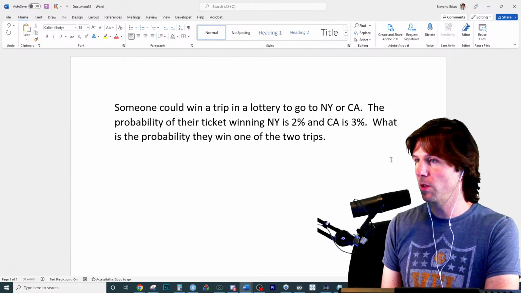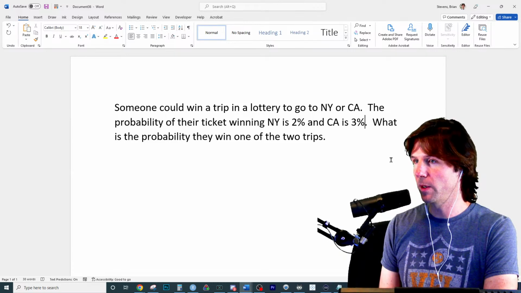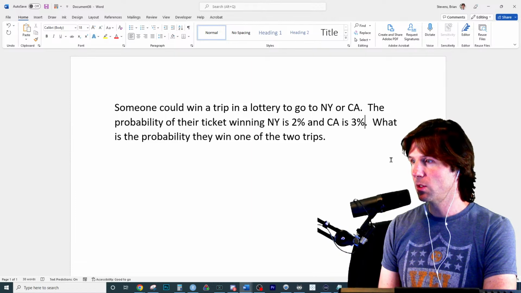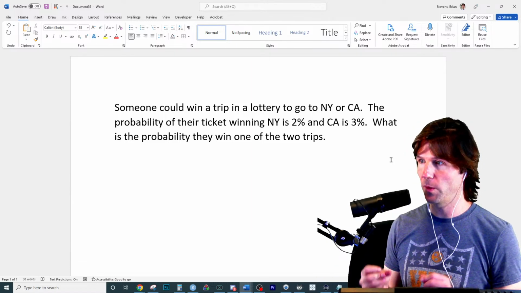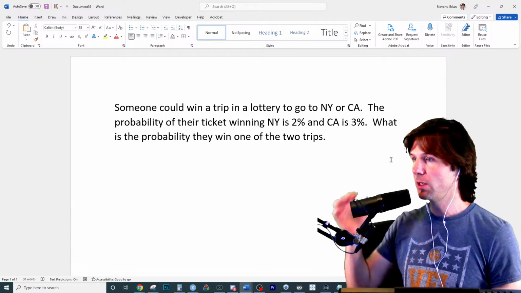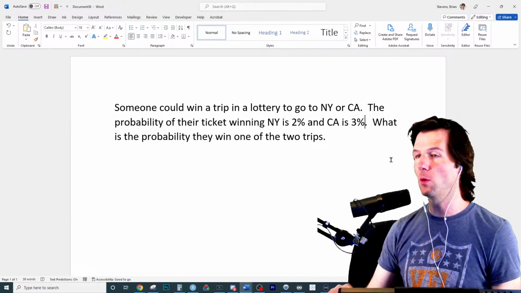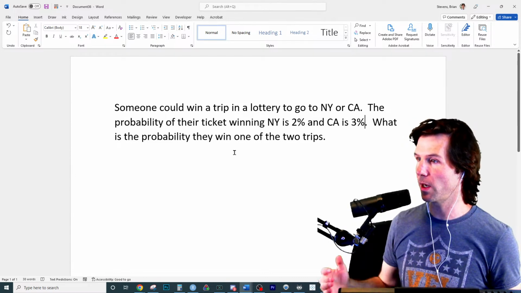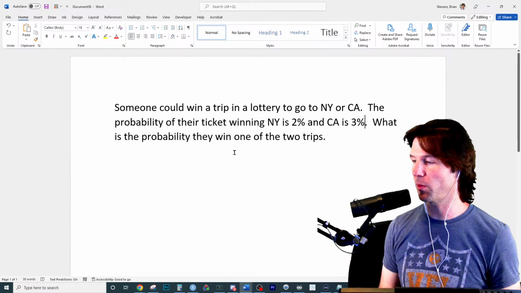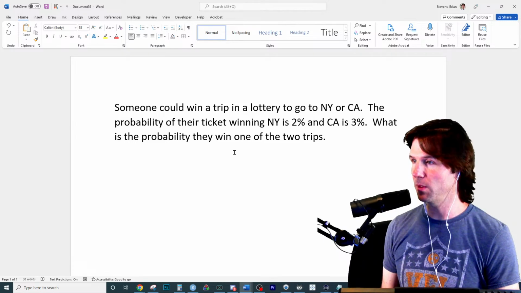So someone could win a trip to New York or California. The probability of their ticket winning New York is 2%. The probability of winning California is 3%. So this is assuming you have a ticket, and the ticket could either win for New York or California. You see the or word was probably they win one of the two trips. So it'd be probability winning New York or California. So what would it be? It'd be 5%. Great job, Elizabeth, right there. So it'd be a 5% probability.